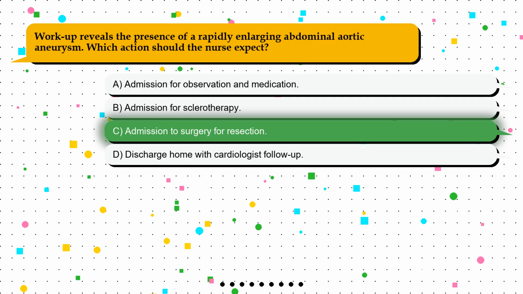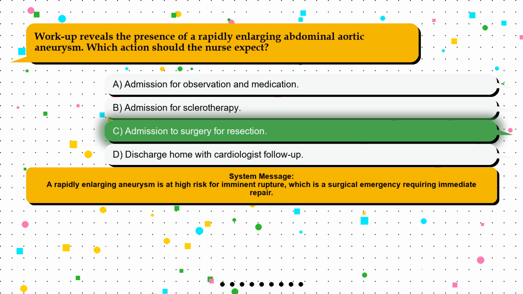The correct answer is option C. Admission to surgery for resection. A rapidly enlarging aneurysm is at high risk for imminent rupture, which is a surgical emergency requiring immediate repair.